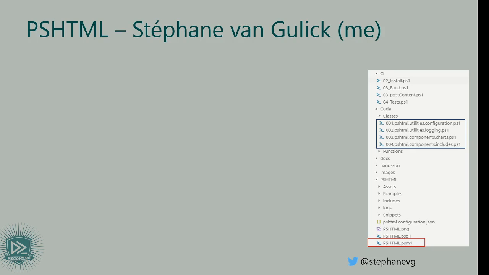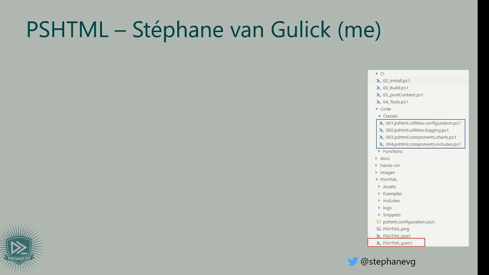One in a single PSM1 file. So that's actually what you guys also have. If you go in the gallery to install module PSHTML, you're going to have only that part, just one PSM1 file with all the classes in it. And then when I develop something, you can see we have that blue square. I have code, and in code I have classes.